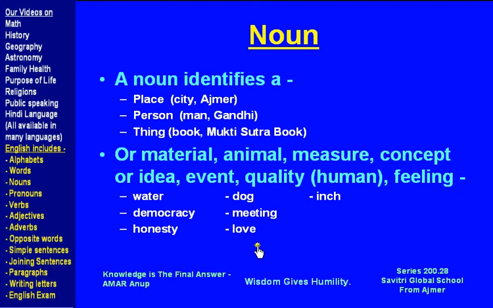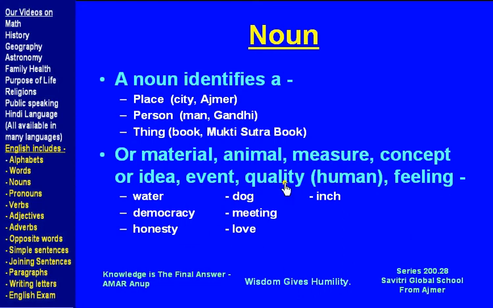Examples of material and other parts that define noun are: water is a material, dog is an animal, inch is a measure, democracy is a concept or idea, meeting is an event, honesty is a human quality, love is a human feeling.